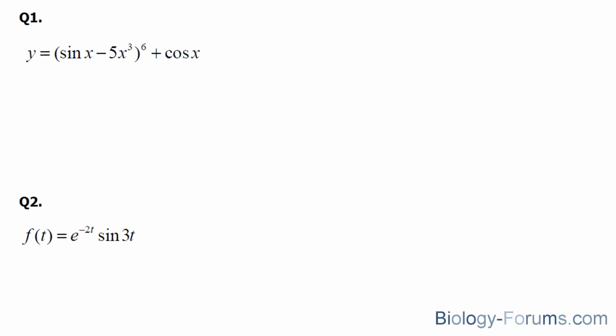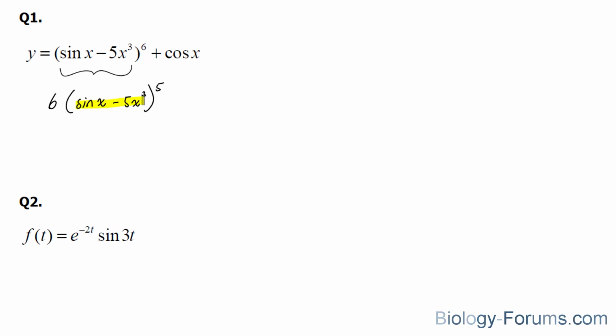In question number 1, they're asking us to differentiate (sine x minus 5x to the power of 3) all to the power of 6 plus cosine x. We'll start off with this part, and we will use the power rule slash the chain rule for this. So this 6 goes to the front, and it reduces by 1.